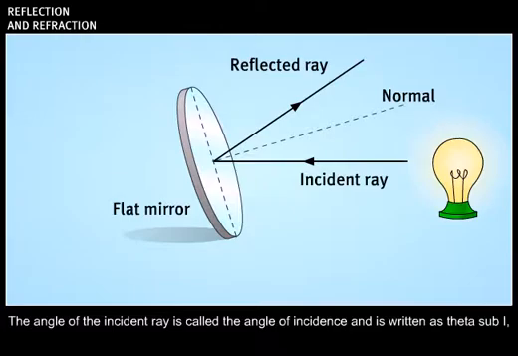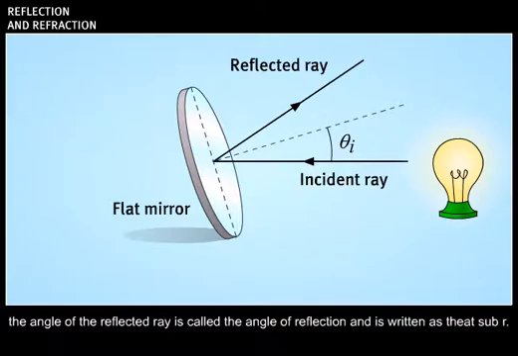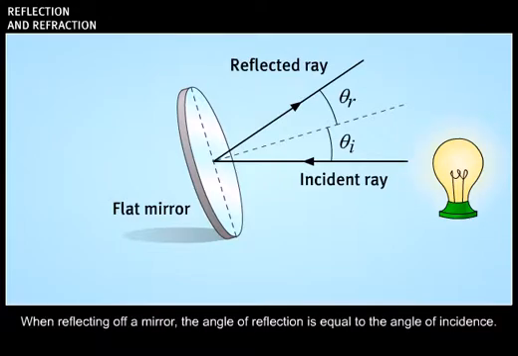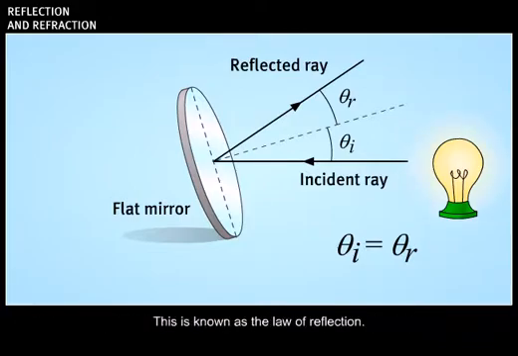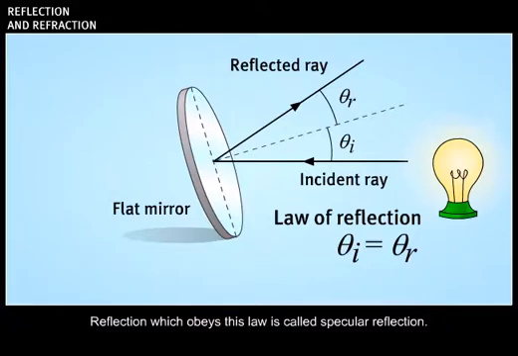The angle of the incident ray is called the angle of incidence, and it is written as theta sub I. The angle of the reflected ray is called the angle of reflection, and is written as theta sub R. When reflecting off a mirror, the angle of reflection is equal to the angle of incidence. This is known as the law of reflection. Reflection which obeys this law is called specular reflection.